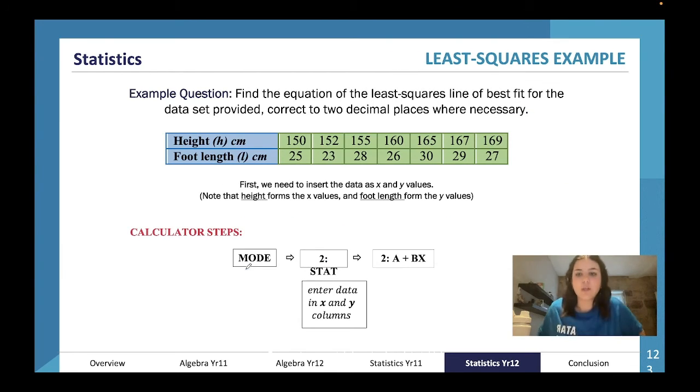So we're going to do this equation. Let's go back to our calculators. Let's hit on, mode 2, 2. We have our little table.